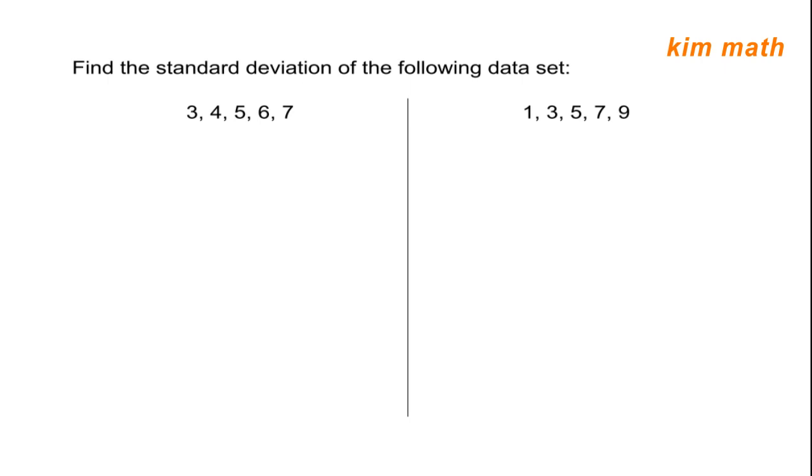Okay, here are two examples. 3, 4, 5, 6, 7 is the first data set, and another data set is 1, 3, 5, 7, 9. I assume this is the population, so I will use the left side formula. V is the variance, the sum of squared deviations divided by n, right? I will use this method to find the variance first.